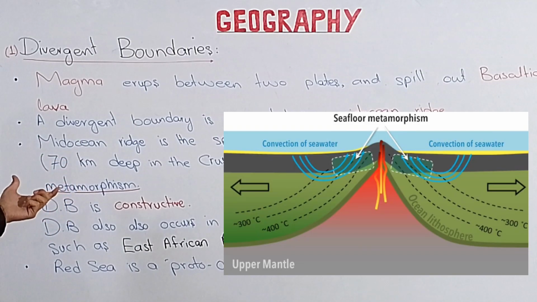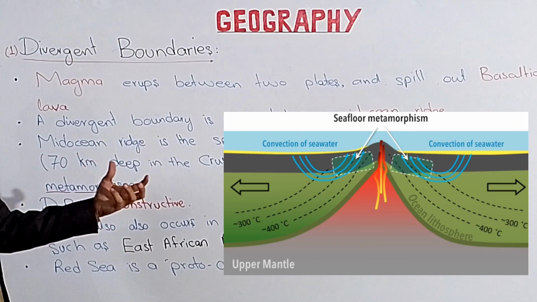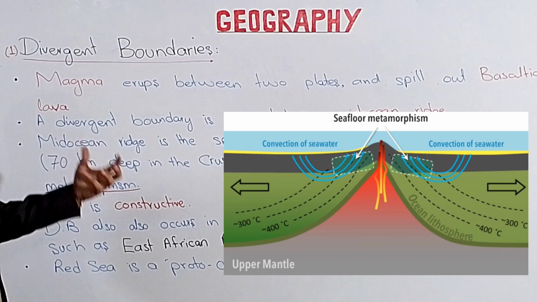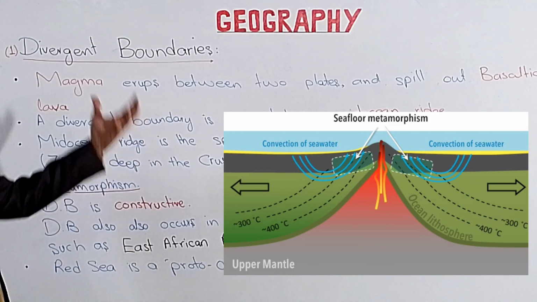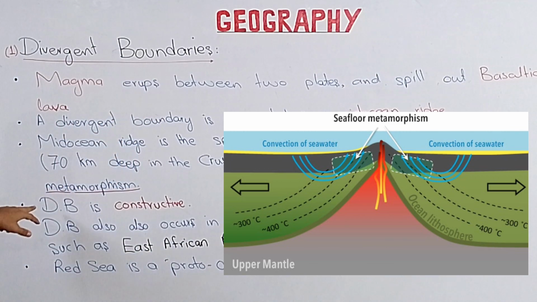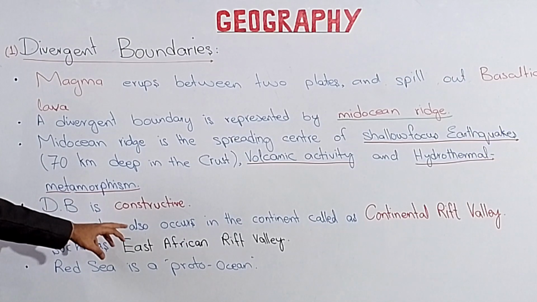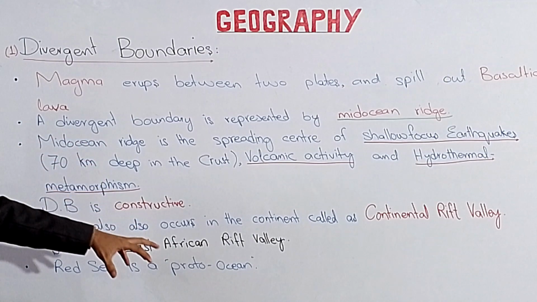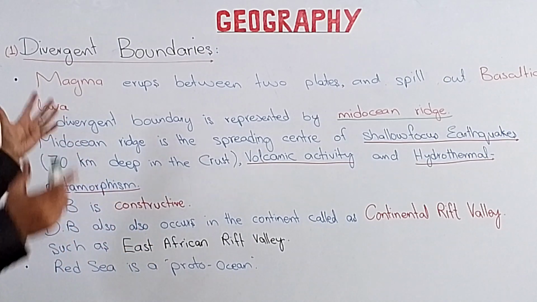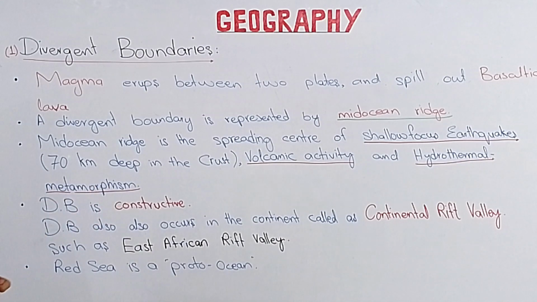Hydrothermal metamorphism is basically hot rocks inside the water changing from one form to another. Resultantly, they erupt in the water in the form of hot water. This divergent boundary is called constructive because it takes minerals and materials from deep inside the Earth towards the surface. That's why we call it constructive.